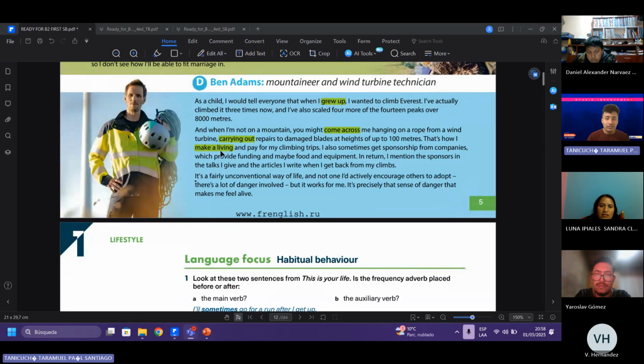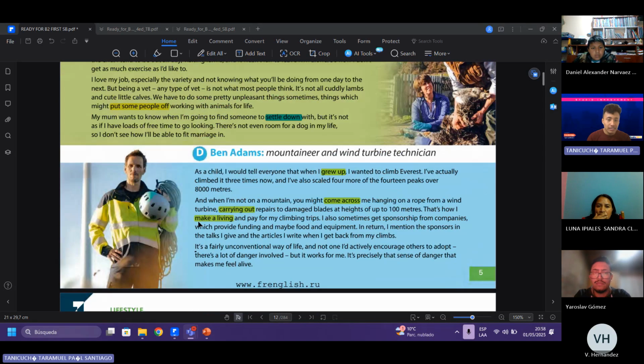Guys, just in case, this word in this part: make a living means ganarse la vida, right? Just in case, for you to know.